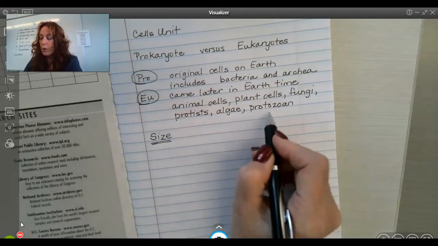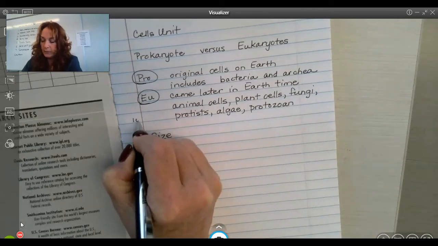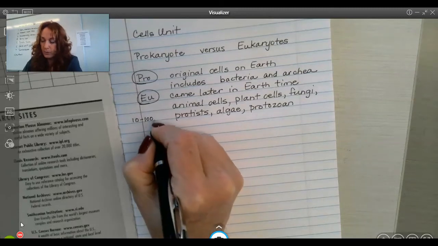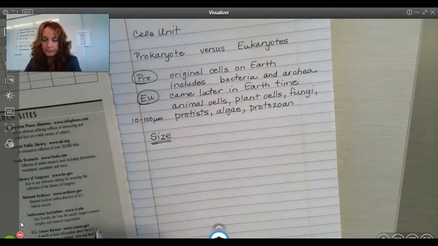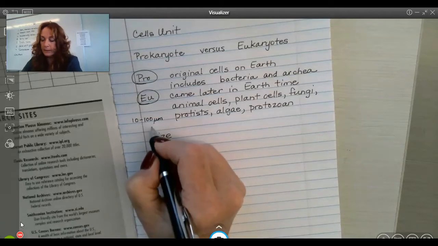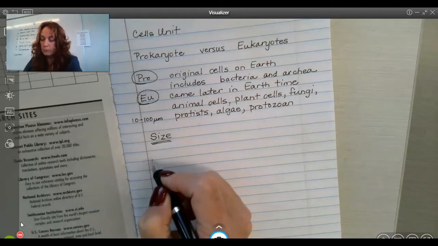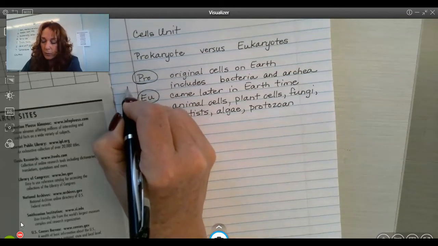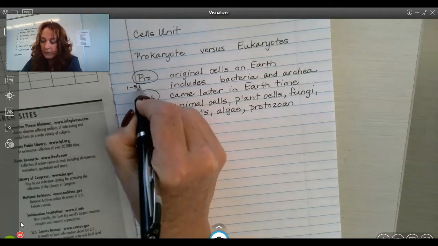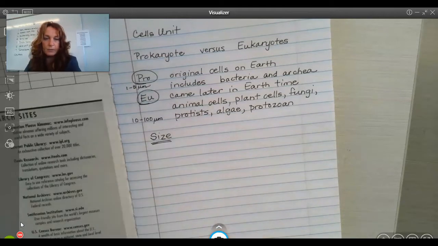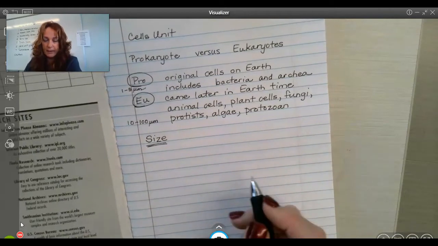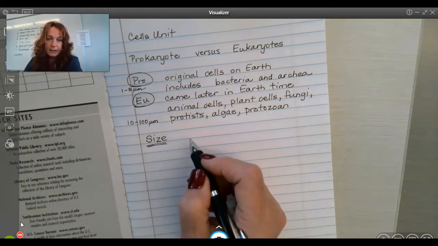Eukaryotes range in size from 10 to 100. These are called angstroms, but they're micrometers. And it's purposefully with that funny little piece there. Prokaryotes range from 1 to 5 micrometers. Much, much smaller. So if we can get a perspective of that, you know, let's just pick something.